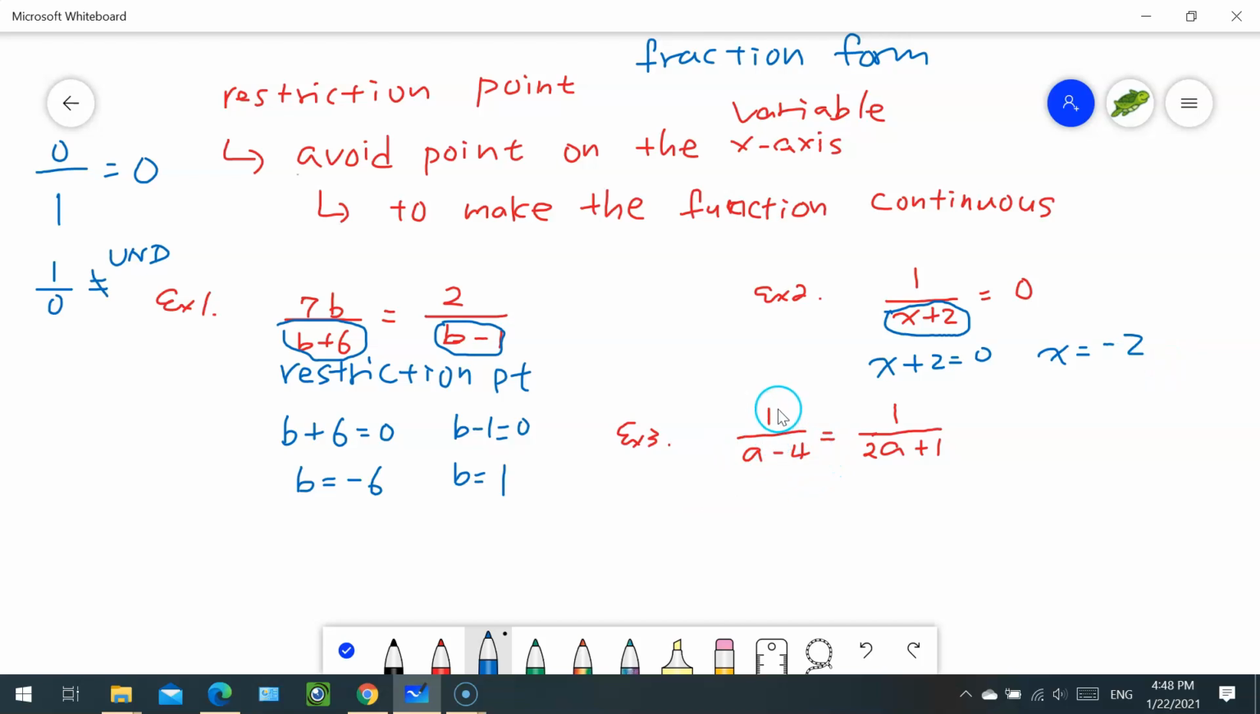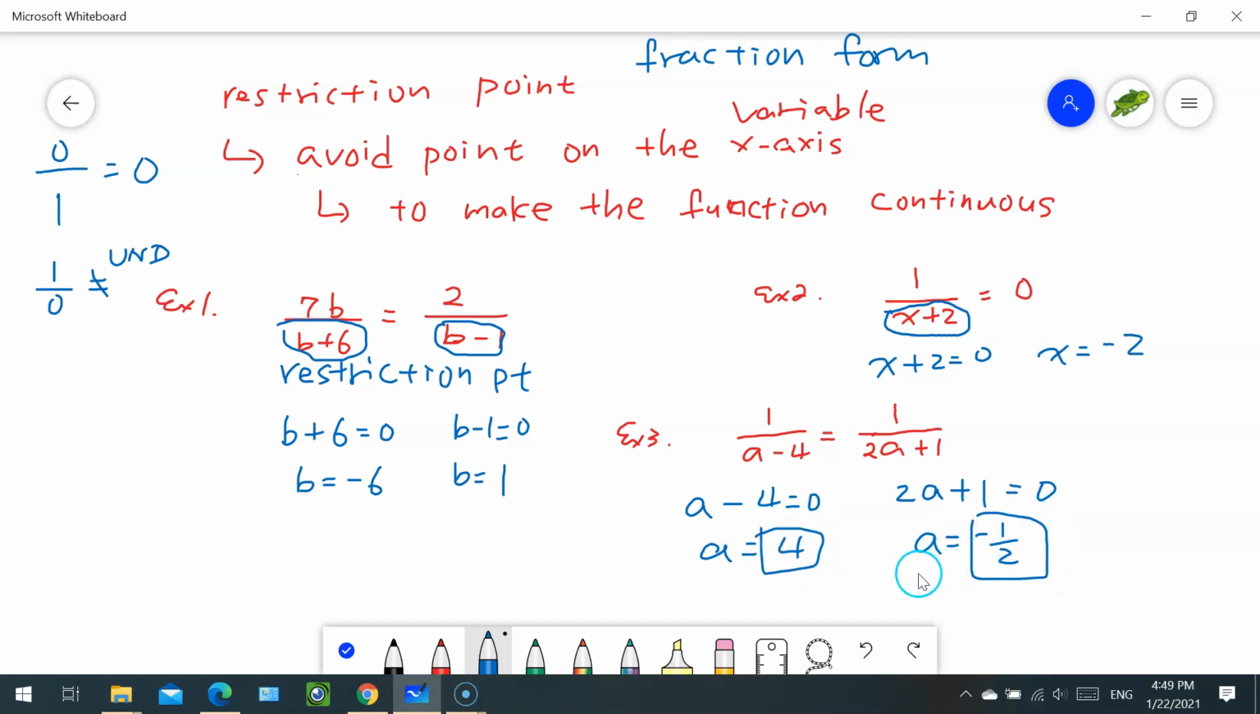Example 3, you have 1 over a minus 4 equals 1 over 2a plus 1. You simply set the denominator on the left-hand side equal to 0. That means you cannot pick a equal to 4. On the other side, you have 2a plus 1, and I set it equal to 0. You solve for a, which is negative half. So you cannot pick these two numbers. These two you have to avoid. So you have 2 restriction points. I hope that makes sense to you.